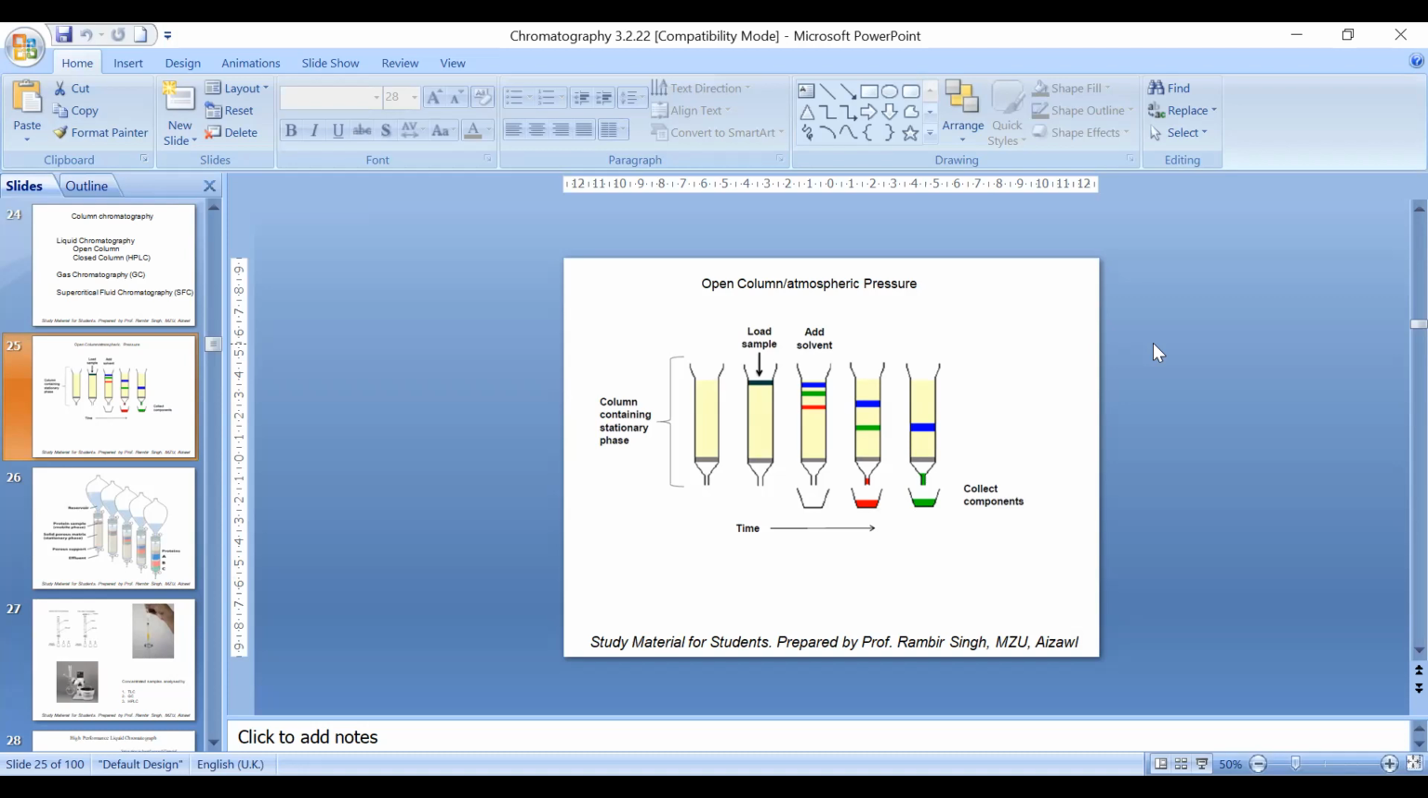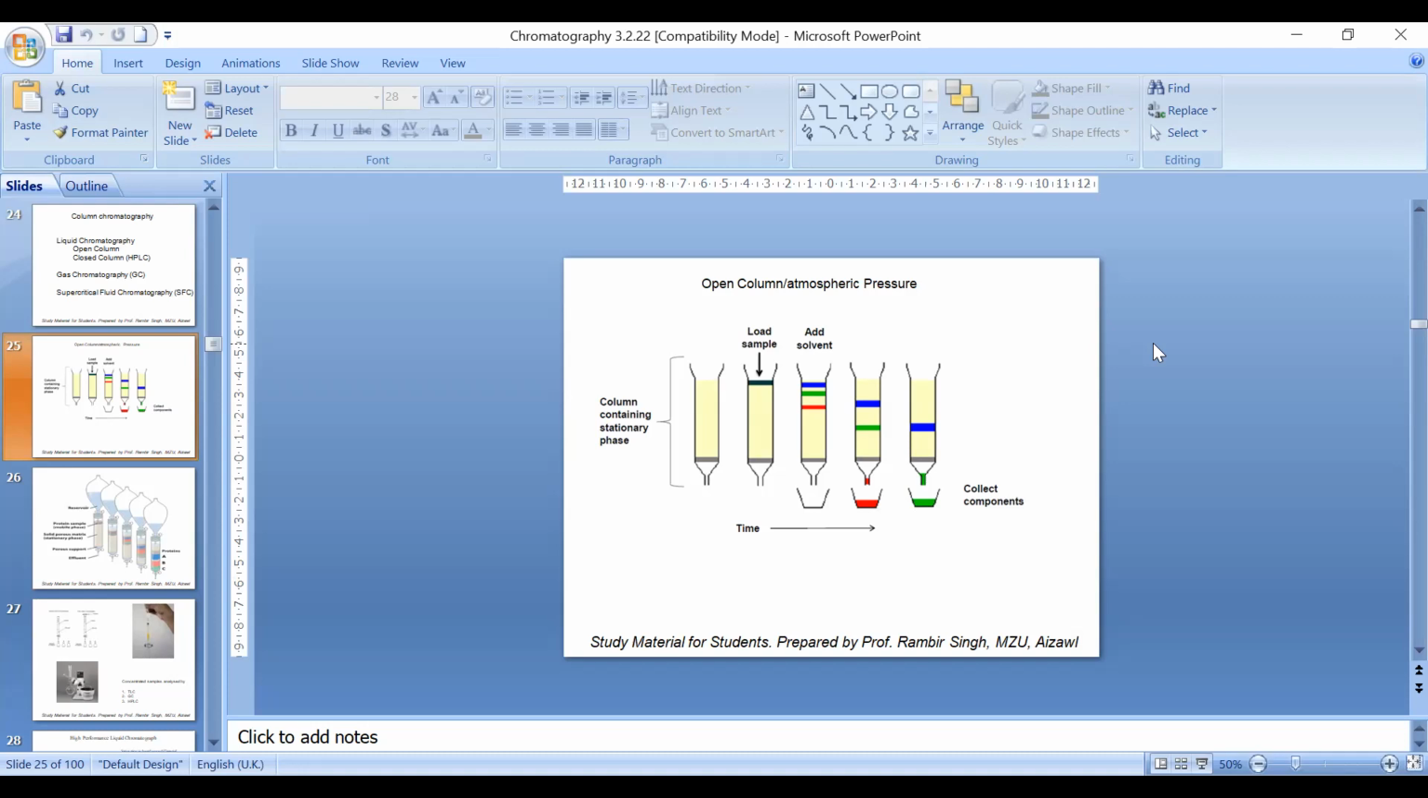So how to make your mobile phase moving? How to make it mobile? So we have to apply the external pressure. Yes, very good. So we have to apply external pressure. And in doing so, initially we developed one technique called MPLC, medium pressure liquid chromatography. And then finally we developed a technique called high pressure liquid chromatography.